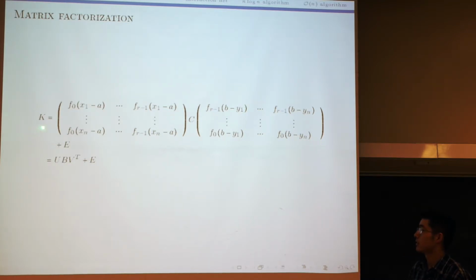Notice that the size of the original matrix is n by n. And this factorization gives us much smaller matrices, where the size of U is n by r, the size of C is r by r, and the size of V is also n by r, where r denotes the number of terms in the Taylor expansion. And usually r is extremely much smaller than n.